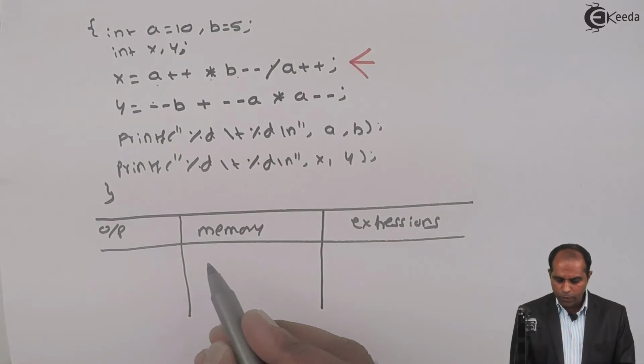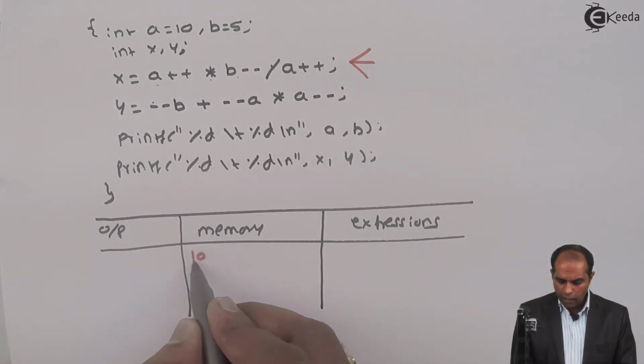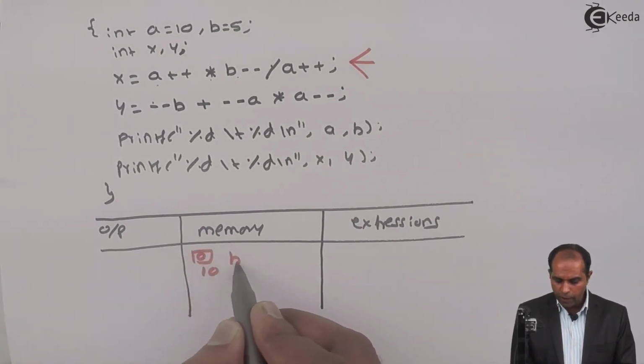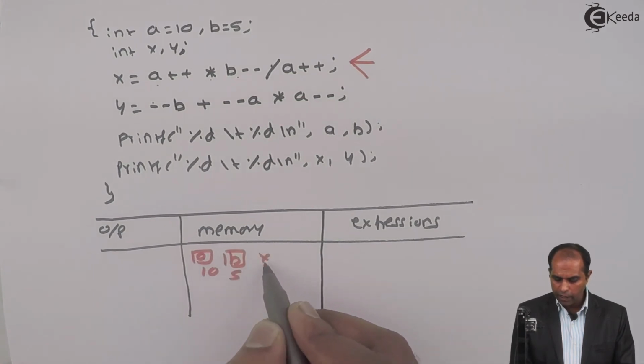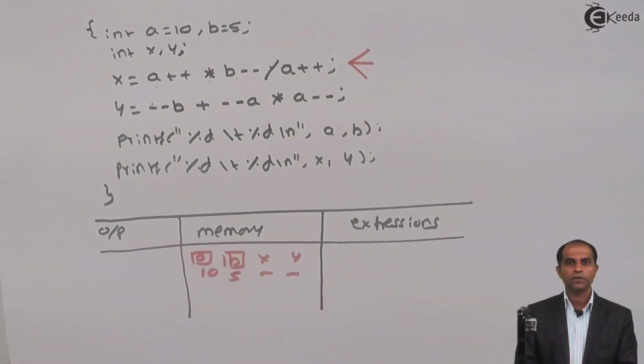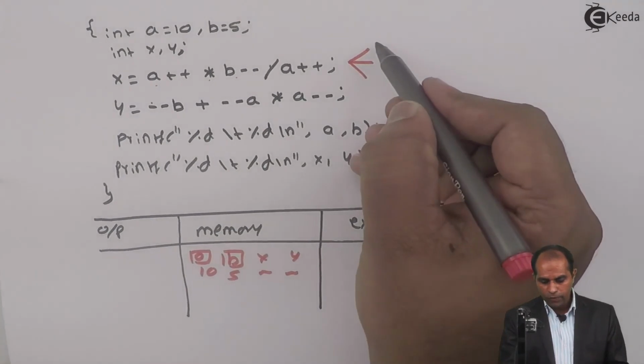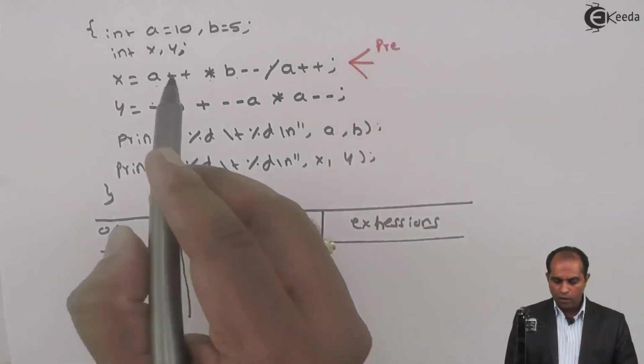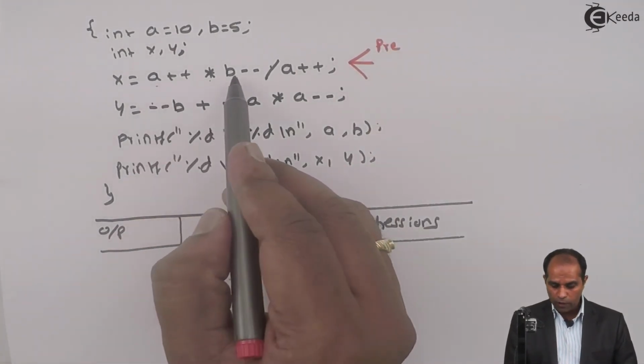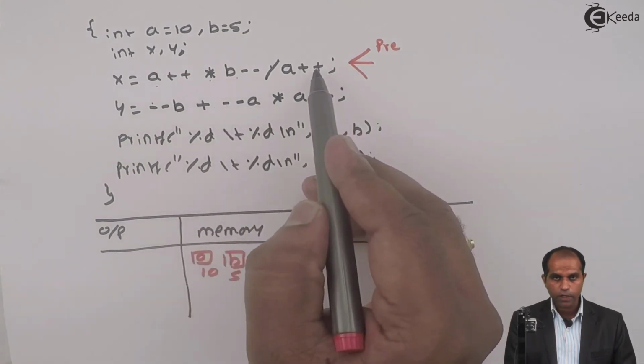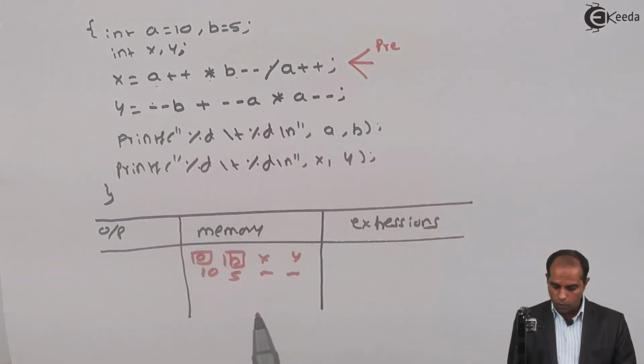Before we do that, let's place the values into memory. So a is going to have 10, b is going to have 5, x and y are garbage values. So first step is, first P is pre. Is this a pre-expression? No. Is this a pre-expression? No. Is this a pre-expression? No. So all the 3 are post, hence don't change the values of a and b.